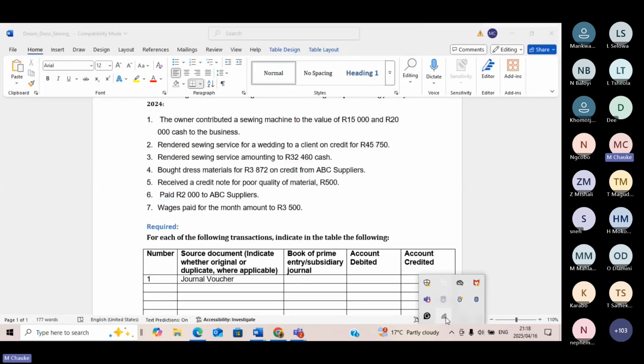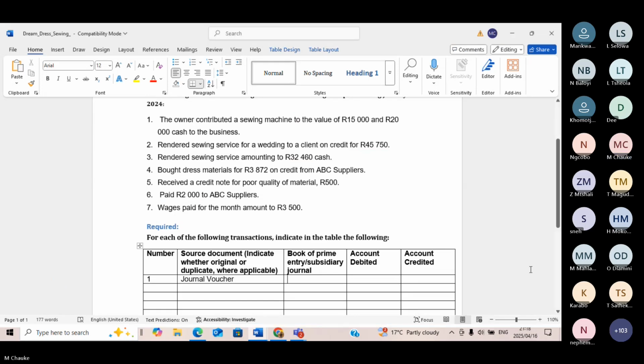So just stay with me. Here on the machine again, we did not sell and we did not render a service, we just received the machine. We've also got the creditors journal, where we record transactions where we are purchasing goods on credit. There's no credit involved there, we just received the machine from the owner, right?